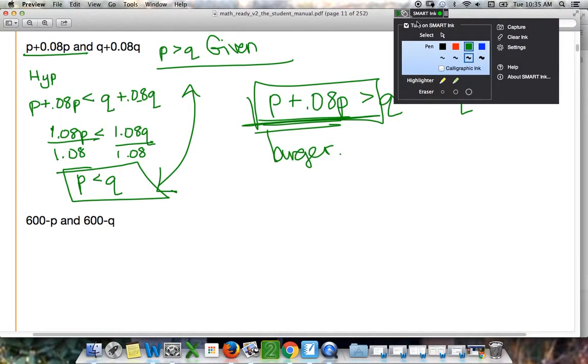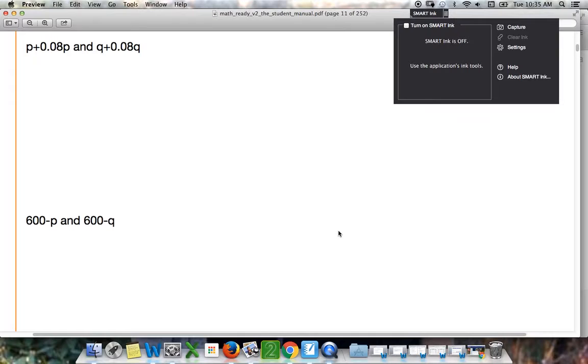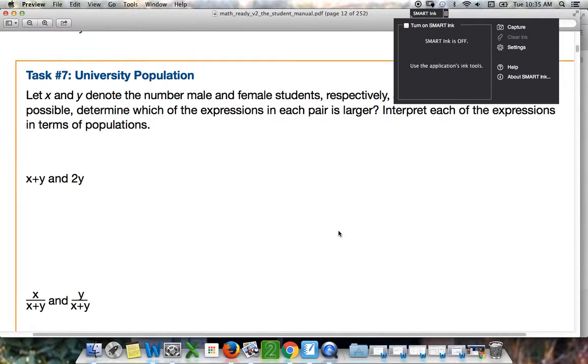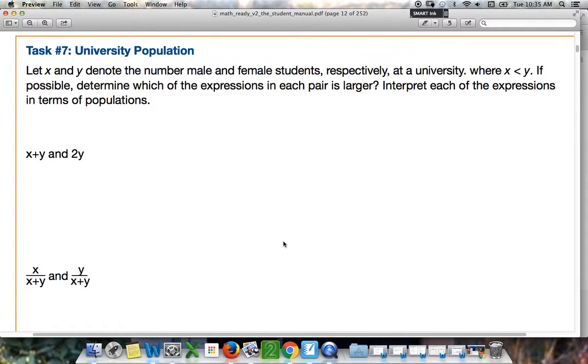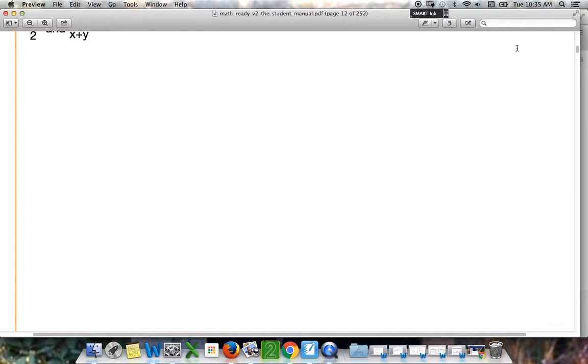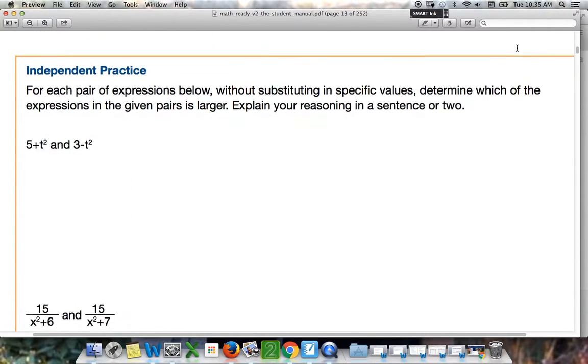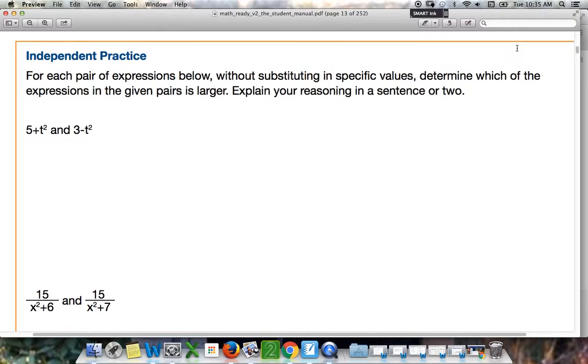Okay, do some more of those. See if you need help with common questions if you do. Same thing here. This is the same type of task. You can do it the same way. It's just changing the letters. X is less than Y. Okay, independent practice: for each pair of expressions below, without substituting in specific values, determine which of the expressions in the pairs is larger.